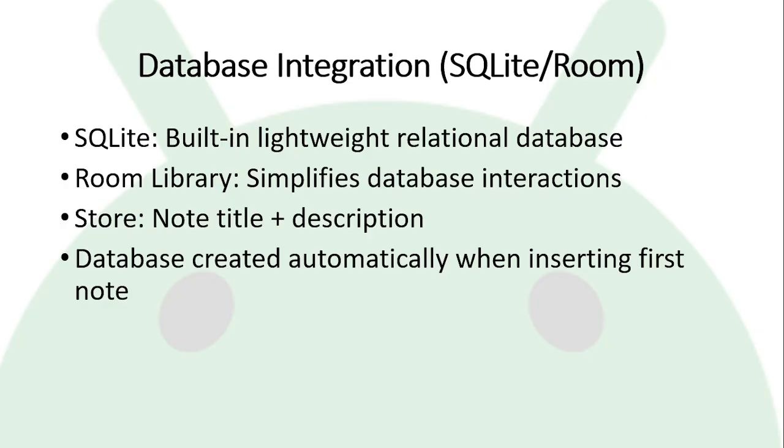To make the notes persistent even after closing the app, we use a database. Android comes with SQLite, which we will be using in this Android development video, a lightweight relational database engine that is embedded in the device. Writing raw SQL in Android can be tedious, so Google provides the Room library, which is a wrapper around SQLite that simplifies database operations. With Room, you define entities like tables and database objects in Kotlin, and Room handles SQL generation under the hood. In our app, we store each note's title and description.